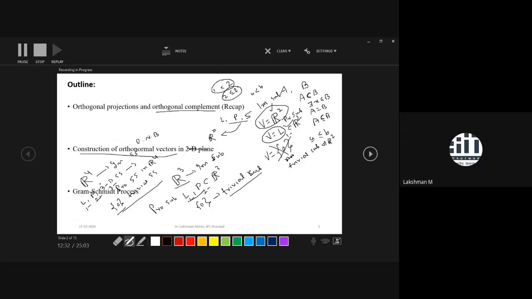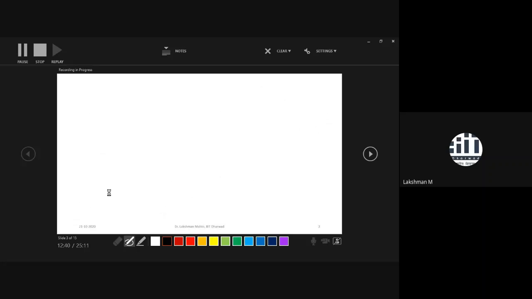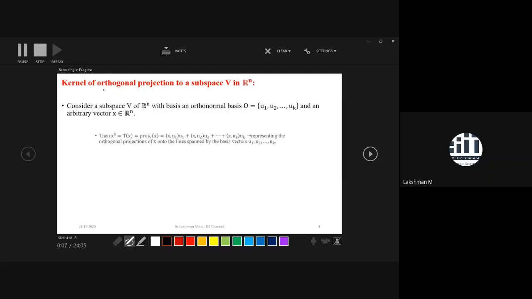At last, I will give a hint how to proceed towards the Gram-Schmidt process. Coming to the recap of the last class, what I had mentioned about orthogonal projection and orthogonal complement, we define it this way. If we consider a vector space V in n-dimensional Euclidean space Rn with orthonormal basis U1, U2 up to UK, that means V is a k-dimensional space.